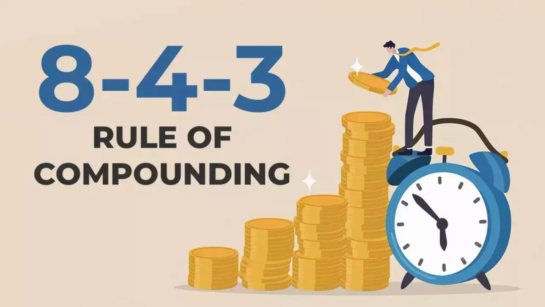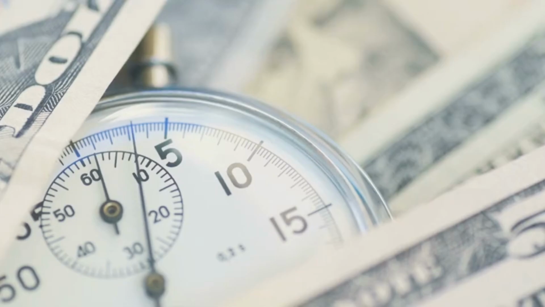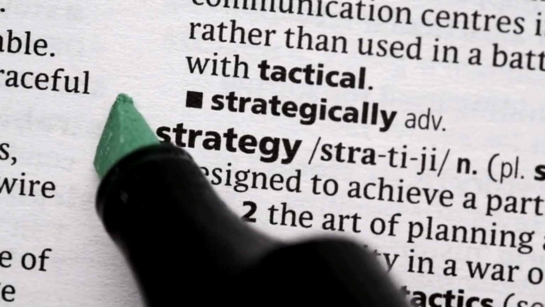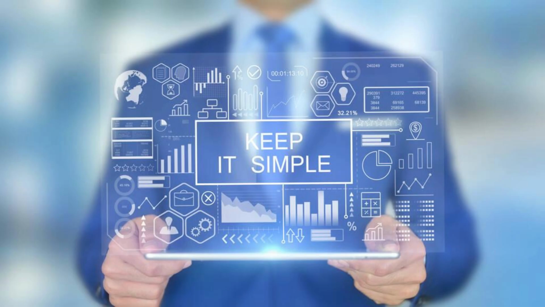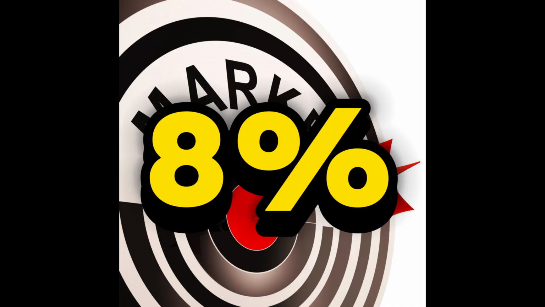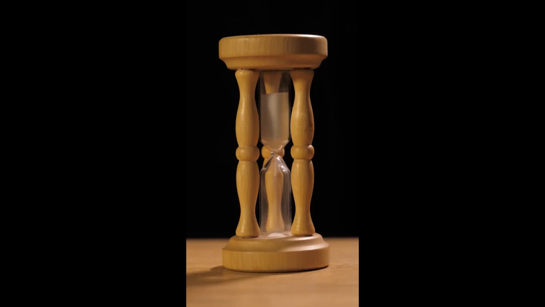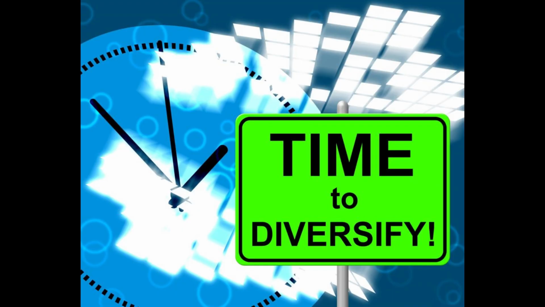The 8-4-3 rule. Unlock the power of compounding. Now, let's talk strategy. There's something called the 8-4-3 rule of compounding, and it's like a blueprint for building wealth through investing. The idea is simple. Aim for an 8% return on your portfolio, with a horizon of 4 years, and diversify across 3 different assets.